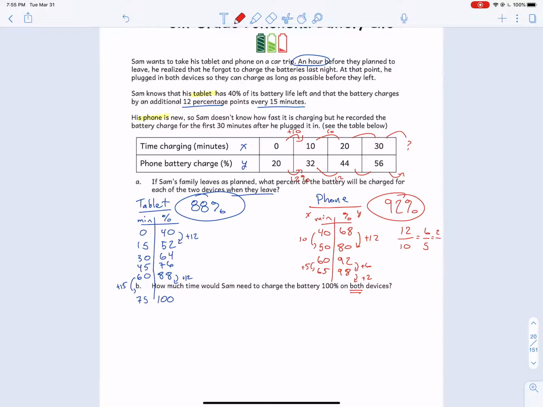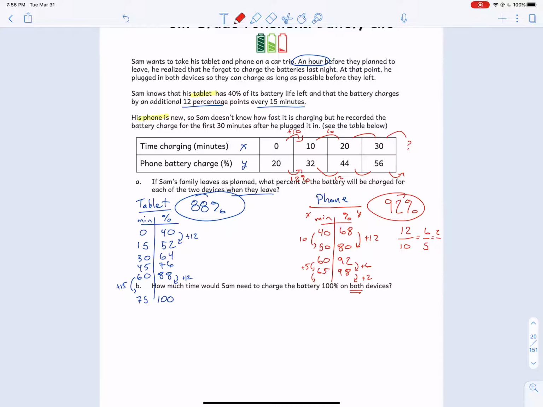Okay, so we're going to have to add a decimal, it's not going to come out to a whole number. But let's read this question again. It sounds like we're going to get into some pretty messy numbers. Usually when that happens, maybe we overread something, maybe we're overthinking. So it says, how much time would Sam need to charge the battery 100% on both devices?